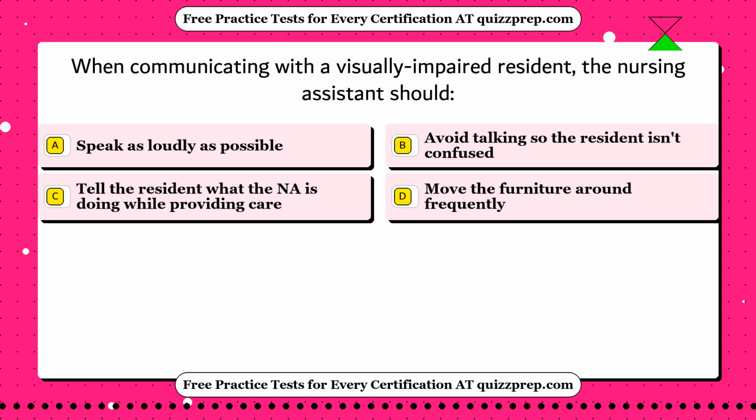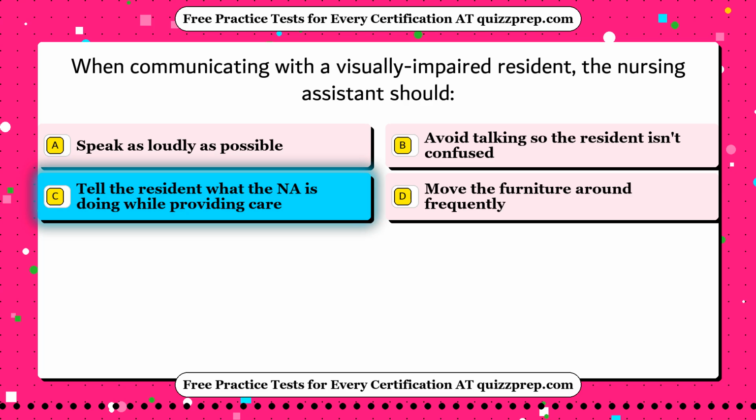Question 79. When communicating with a visually impaired resident, the nursing assistant should: option A, speak as loudly as possible, option B, avoid talking so the resident isn't confused, option C, tell the resident what the NA is doing while providing care, option D, move the furniture around frequently.